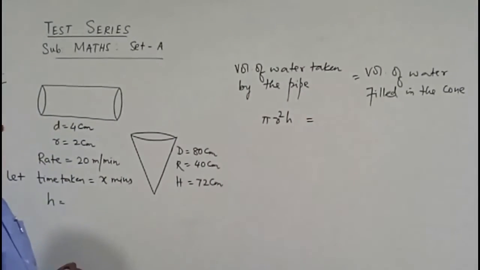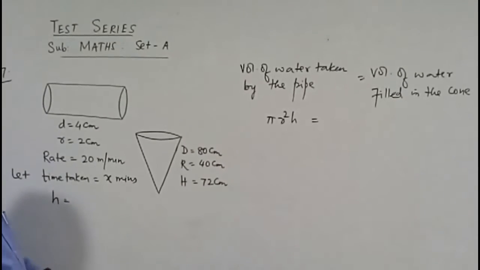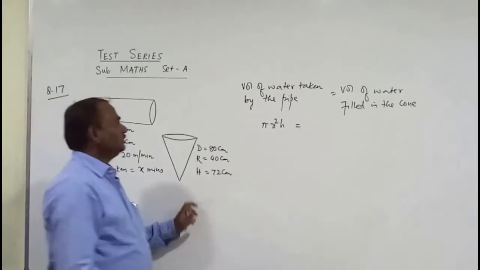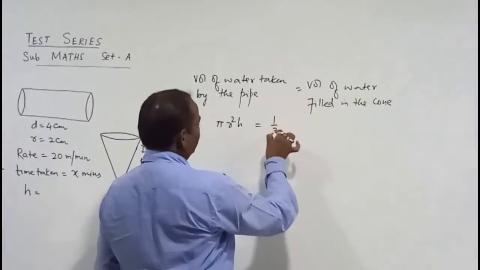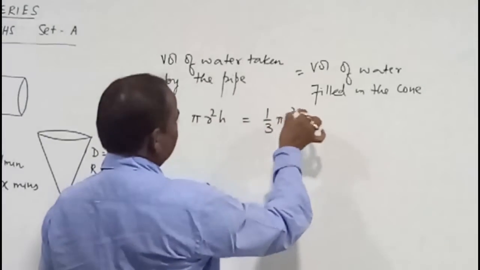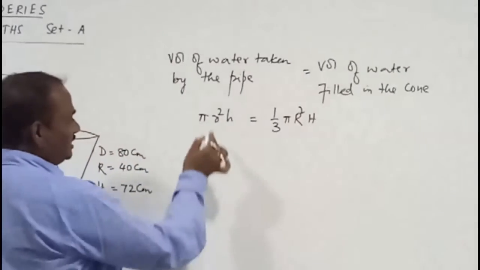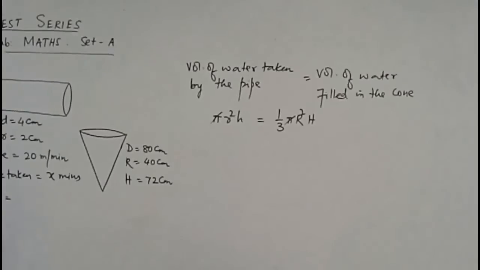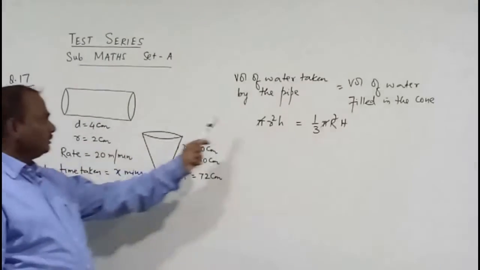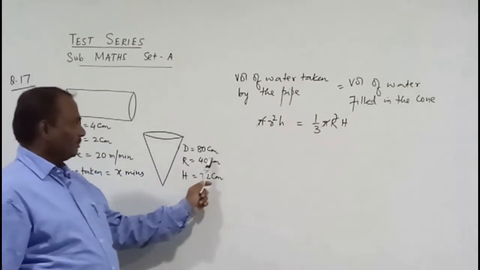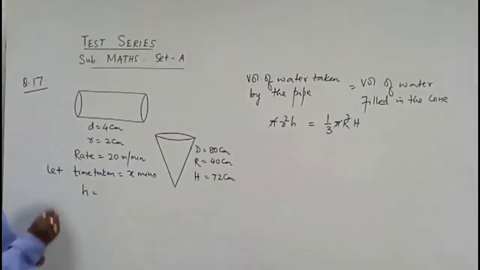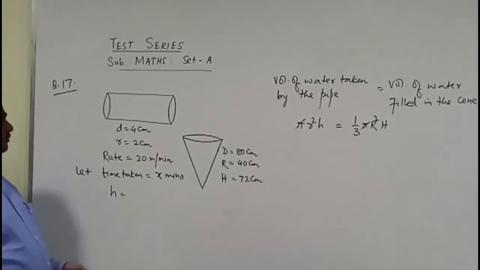For the cone, the formula is 1 by 3 pi r square h. For this, I have taken r as capital R and h also in capital. So here the formula is 1 by 3 pi capital R square capital H. Here we can see that pi gets cancelled. Now which values do we know? We know the value of small r, capital R, and capital H. What do we need? We need the value of x.